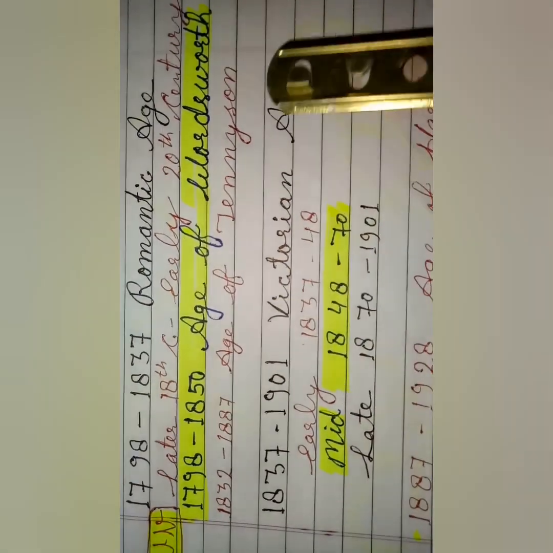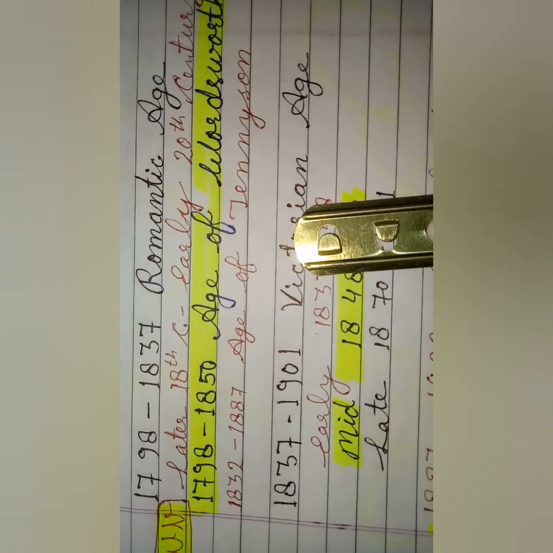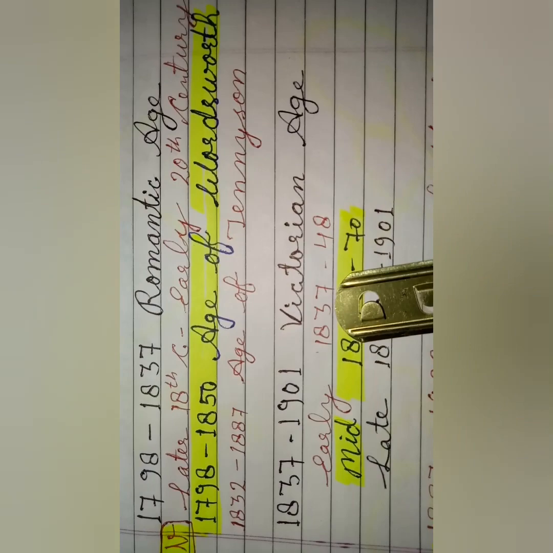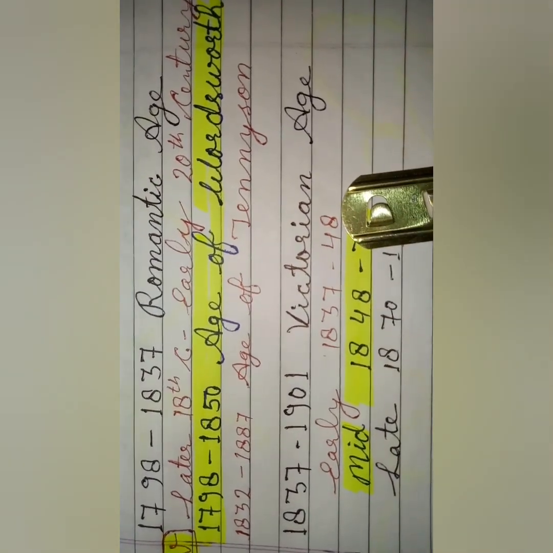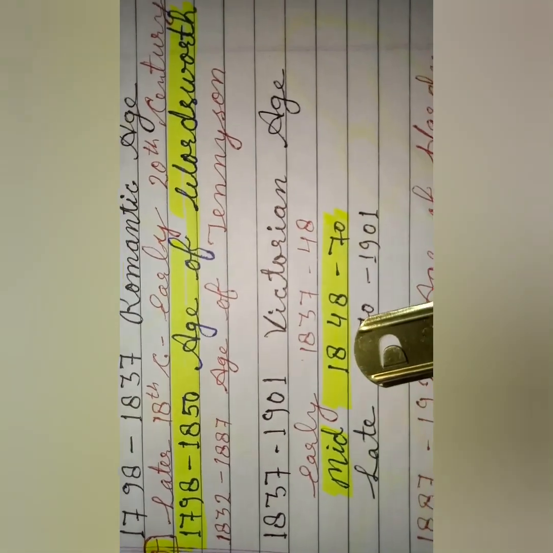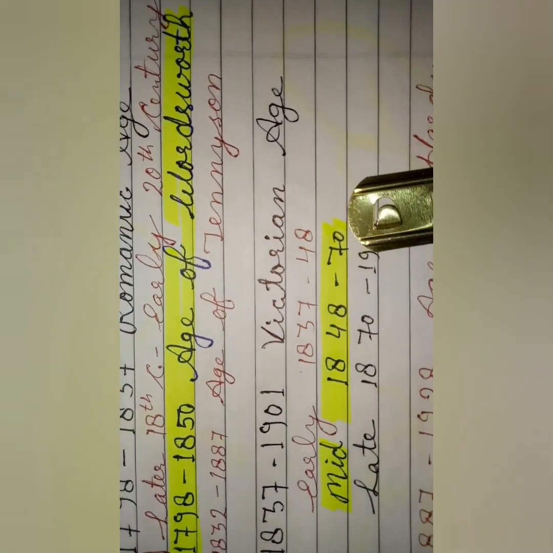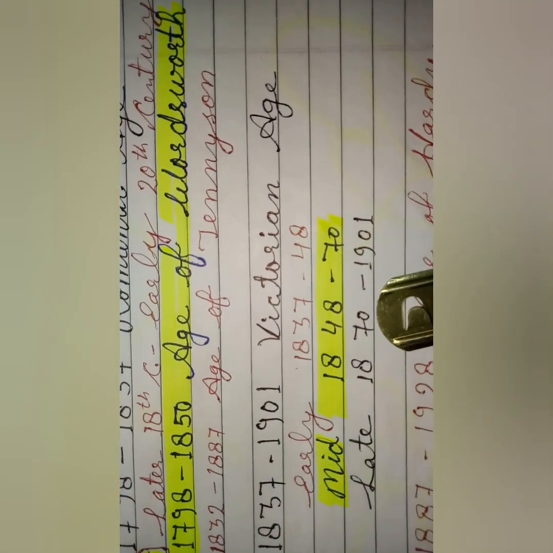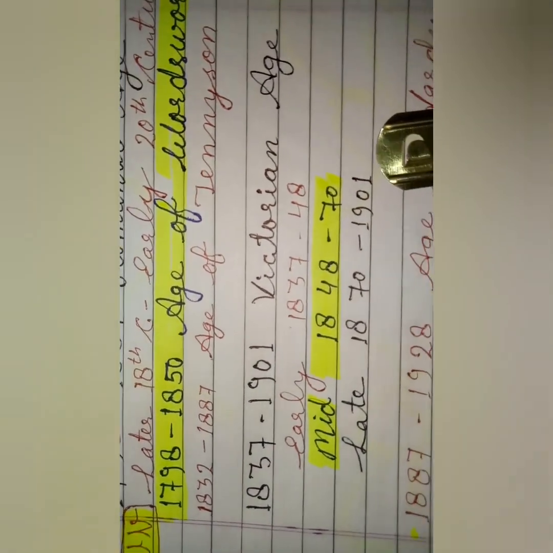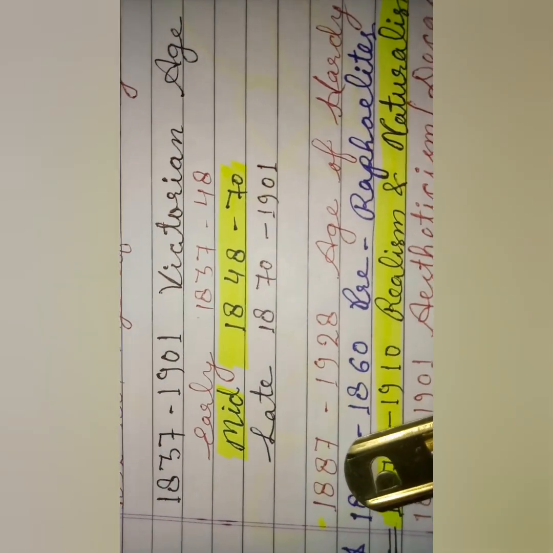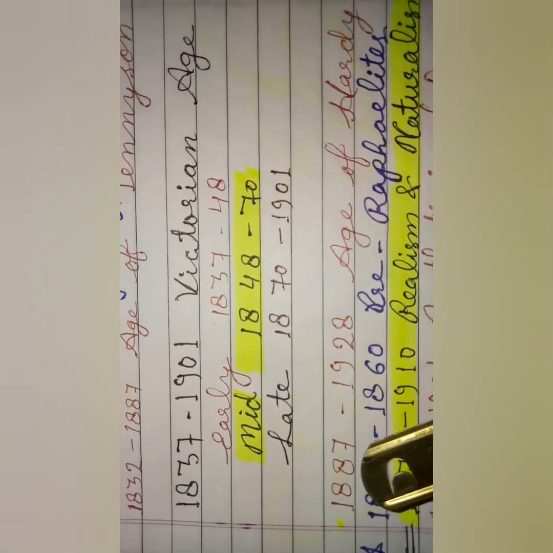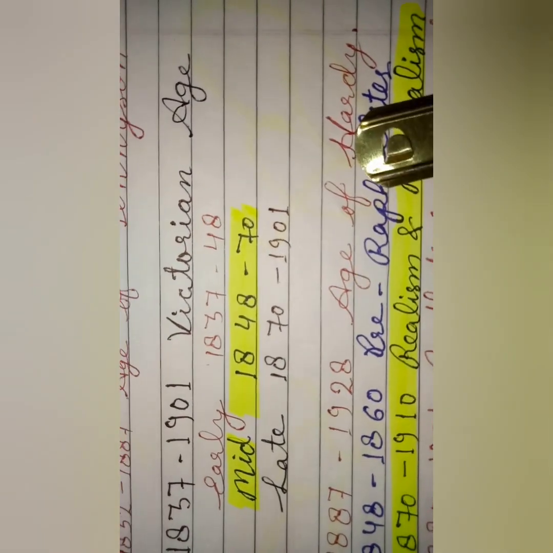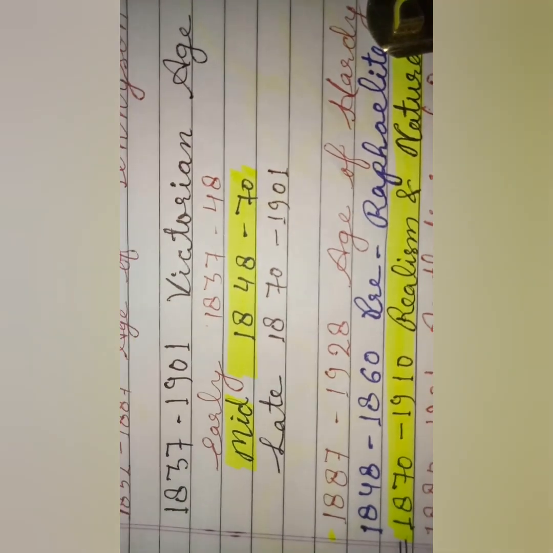Yes, this Victorian Age is divided into three parts. The early age is 1837 to 1848. The mid age is 1848 to 1870. The late age is 1870 to 1901. The next one is 1887 to 1928, Age of Hardy. Yes, Thomas Hardy.